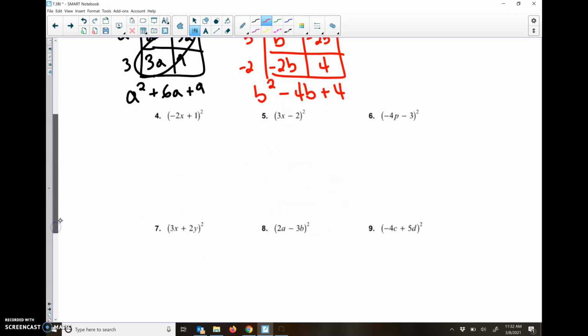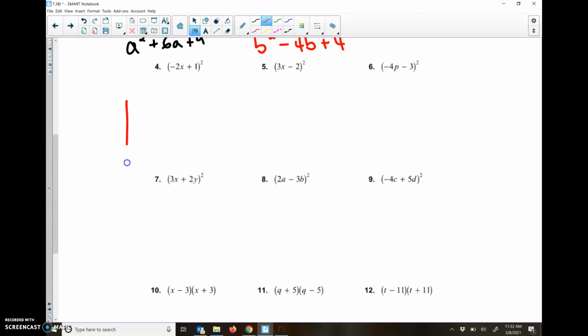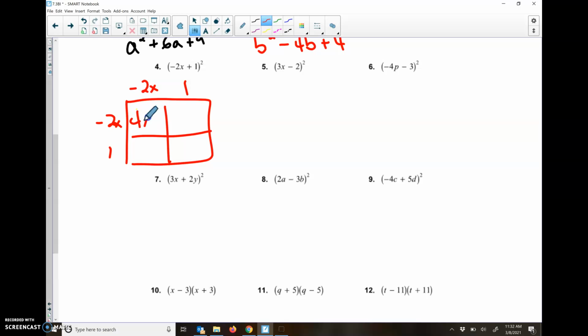Okay. Otherwise, some of these other ones, now you have 2x plus 1 instead of just like the first couple ones. So if I look at number 4 here, I'm going to put in a -2x plus 1 and a -2x and a +1. So -2x and -2x is 4x squared. -2x times 1 is -2x. 1 times -2x is -2x, and 1 times 1 is 1. Add my like terms, so I'm left with 4x squared minus 4x plus 1.